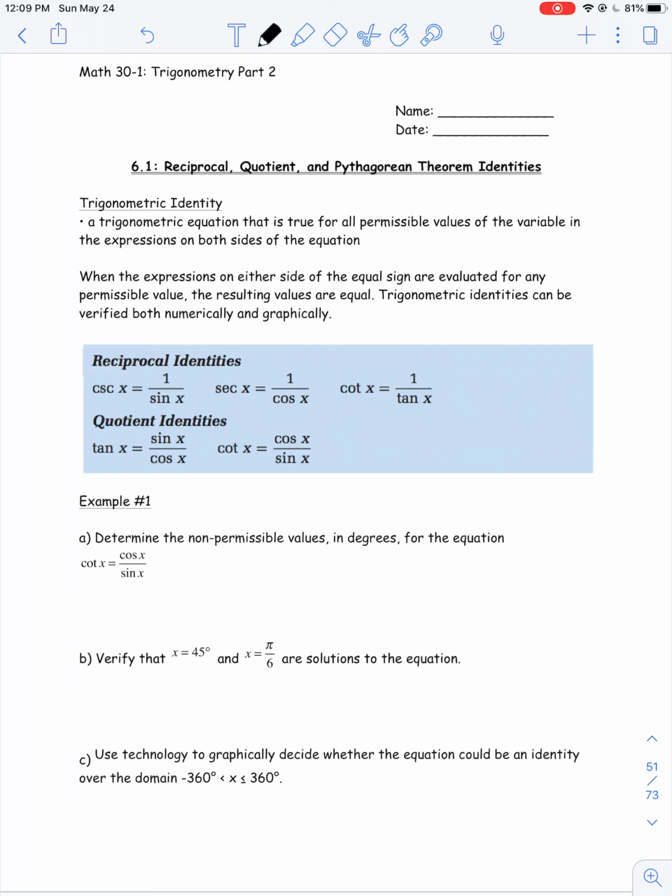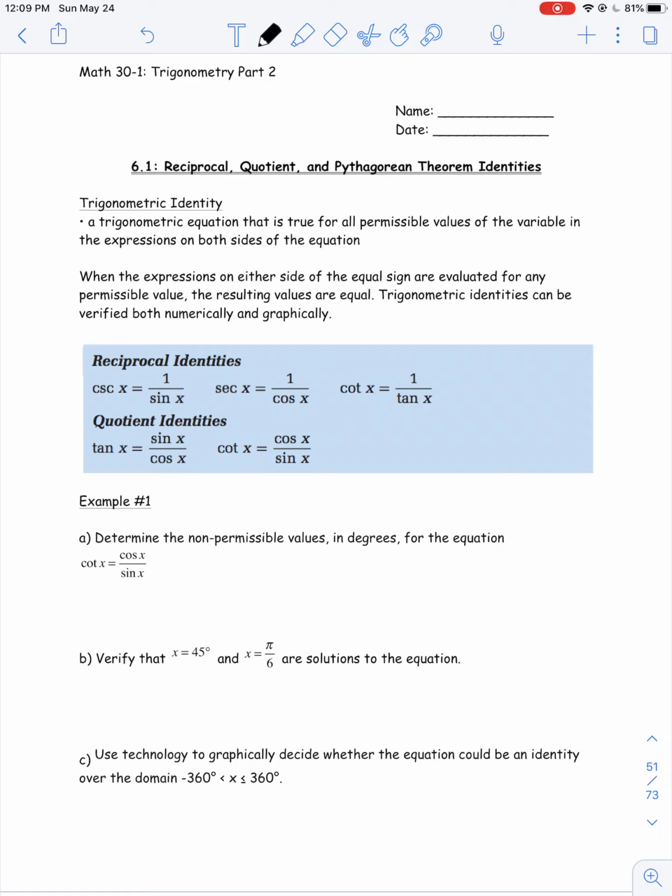So lesson 6.1 is about reciprocal, quotient, and Pythagorean theorem identities. A trig identity is an equation that is true for all permissible values, and we have to make sure that the left side of the equation equals the right side of the equation. So when the expressions on either side of the equal sign are evaluated for any permissible value, then we know that the left side will equal the right side.